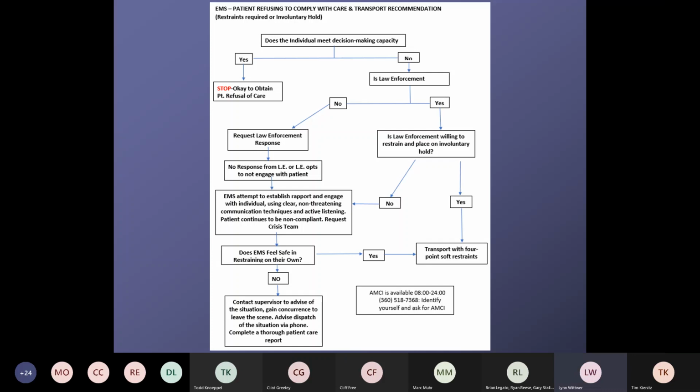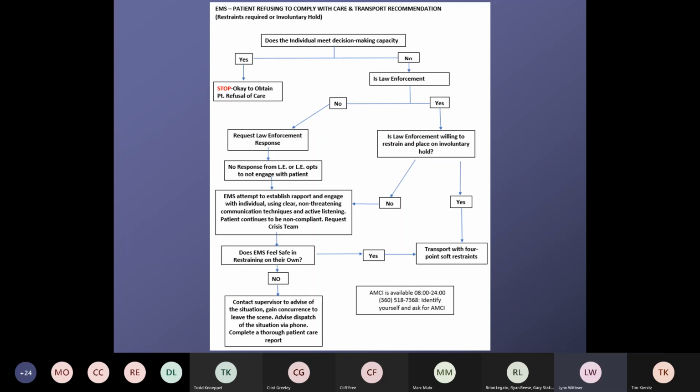And so the no's and this law enforcement not present, request them. If no response, then you end up in the same box. EMS attempts to establish rapport, engage with the individual, etc. Request the crisis team if the patient continues to be non-compliant. A lot of times they will be very compliant, but when you transport them, transport with a 4-point soft restraint. Don't take any chances.